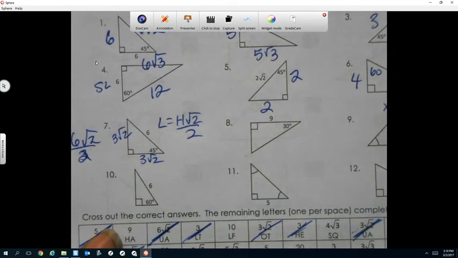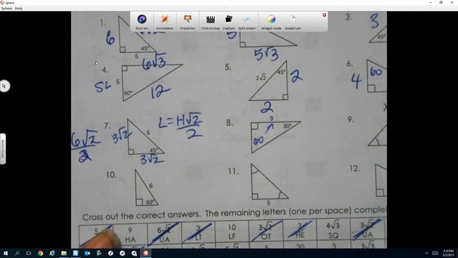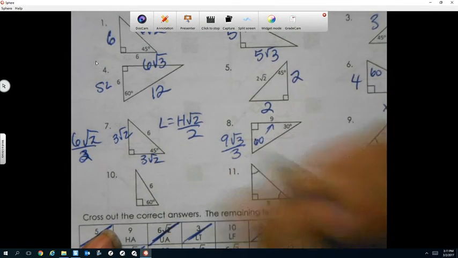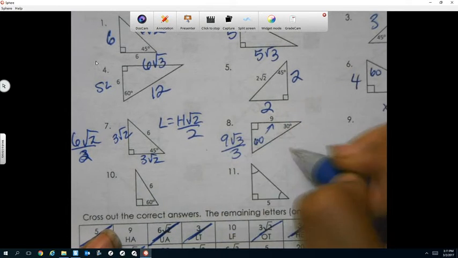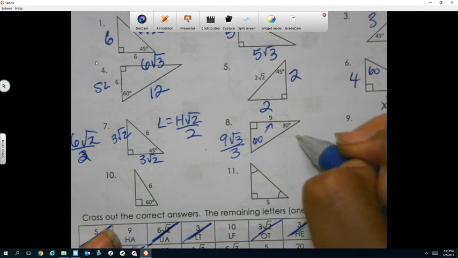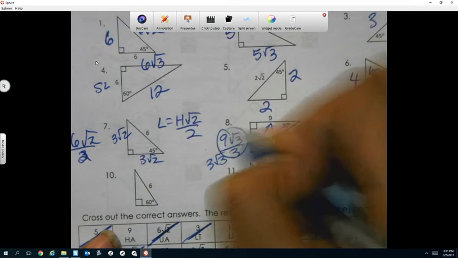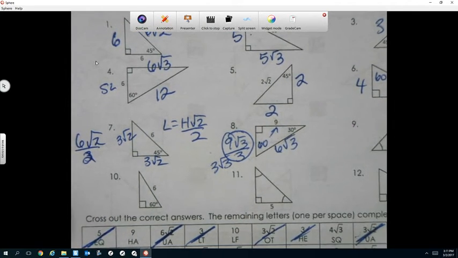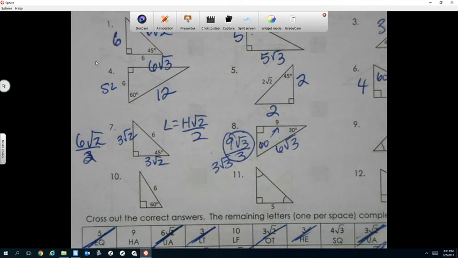And then on 8, the 9 is the long leg. We got to get back to the short leg. 9 square root of 3 divided by 3. So it ends up being 3 square root of 3. Then the hypotenuse would have to be 6 square root of 3. So anywhere you see a 3 square root of 3, cross it out, and a 6 square root of 3, cross it out.